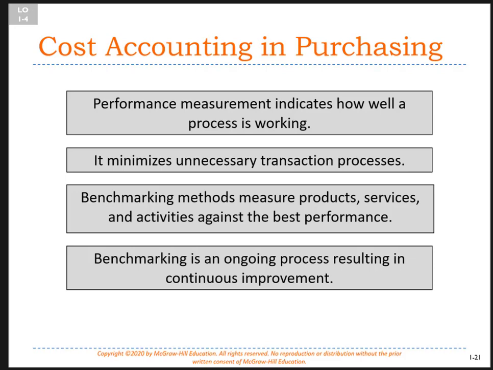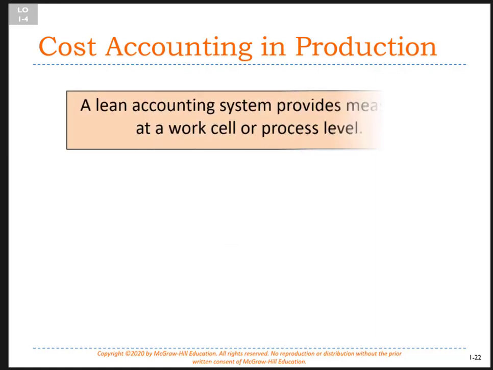We may measure how many defects come in from a particular supplier, and if there are too many defects, we go to them and say we need to renegotiate this contract or we need to find another supplier. You're not reaching our level of value here, so we can't afford to pay you for those defects.